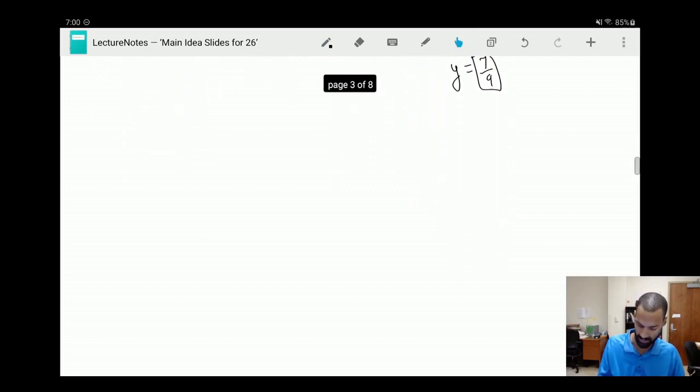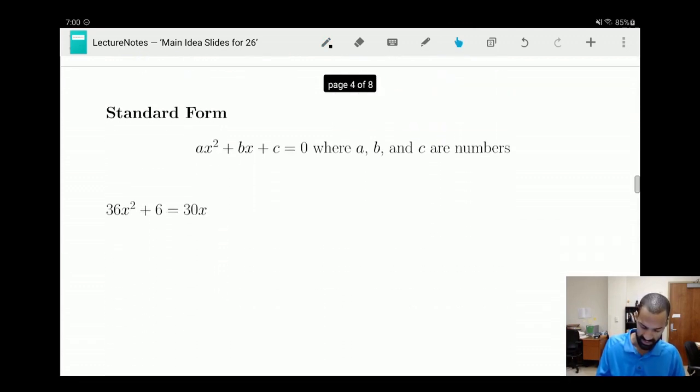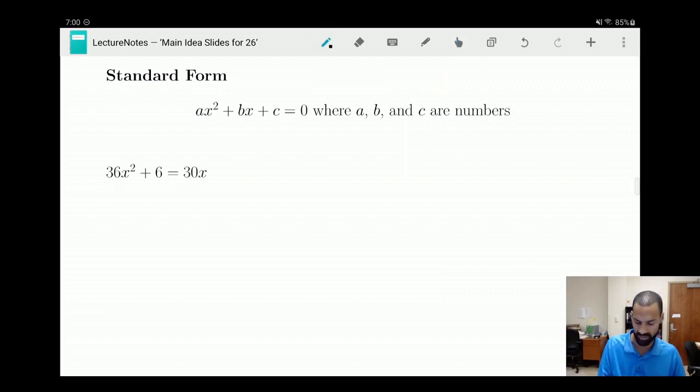Okay, anyway, so those are some pretty straightforward problems. I want to point out real quick, when I refer to a quadratic equation in standard form, I'm talking about this. It's in ax squared plus bx plus c equals 0. So in other words, you have your x squared, you have your x, you have your constant term, and it all equals 0.